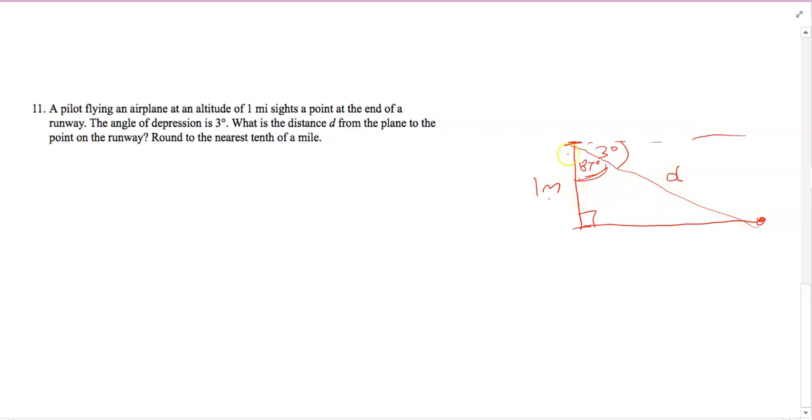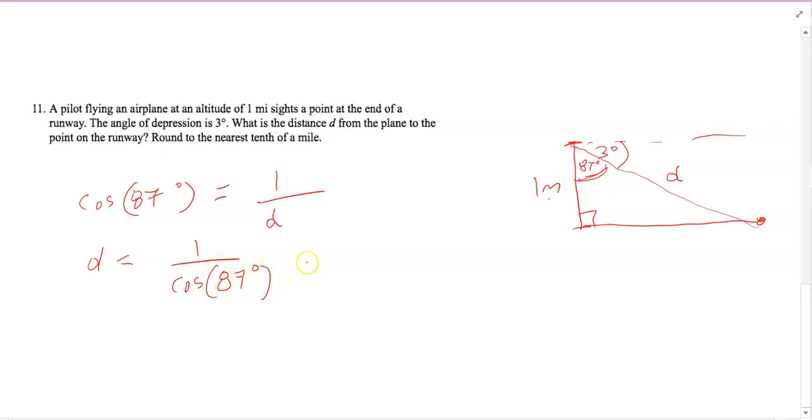D is on the hypotenuse, 1 mile is on the edge adjacent to the 87. So let's use the 87 right here. So we can use cosine. So cosine of 87 degrees is equal to 1 mile over d, which is adjacent over hypotenuse. So that's 1 over d. So then d would be equal to 1 over the cosine of 87 degrees. And if you plug that in the calculator, that would give you about 19.1.